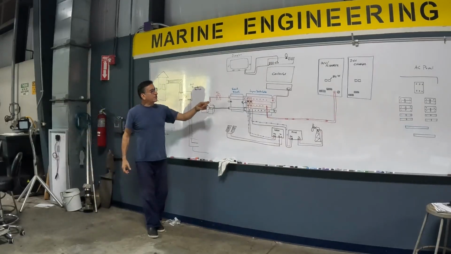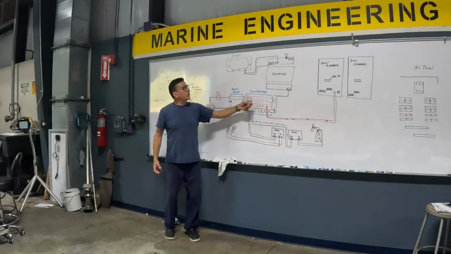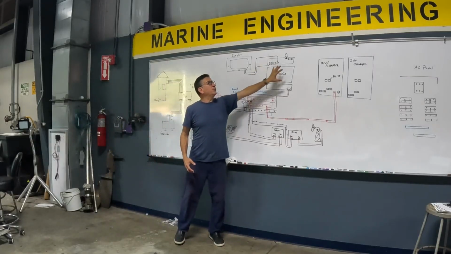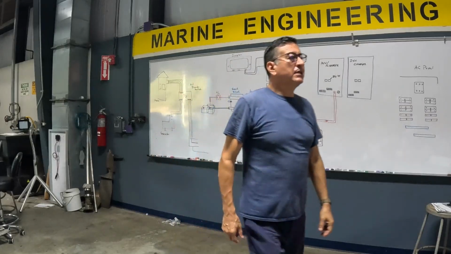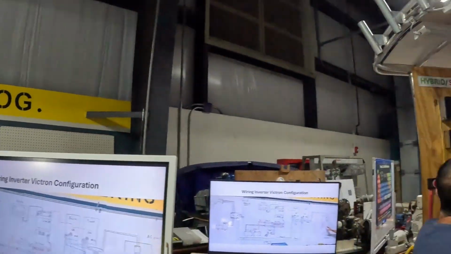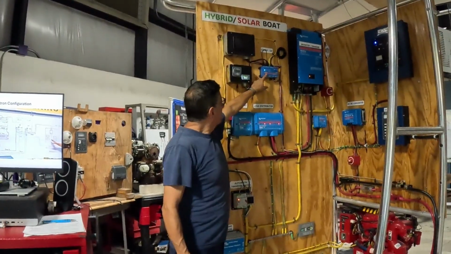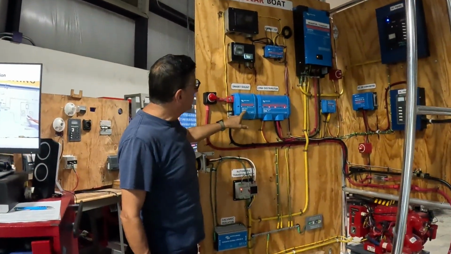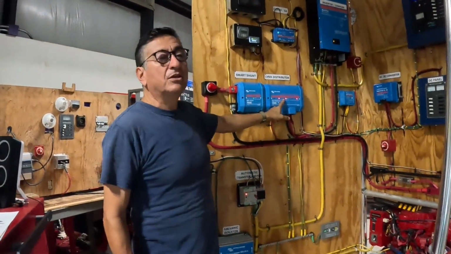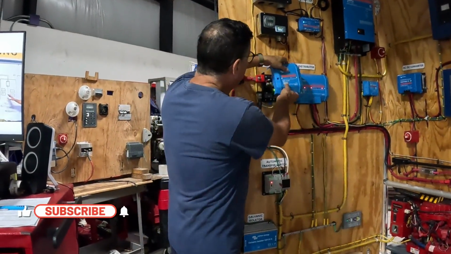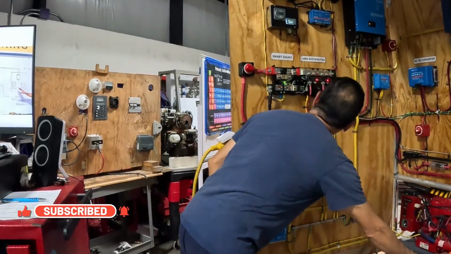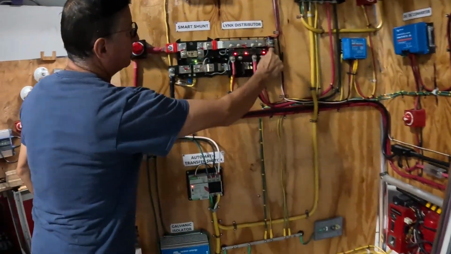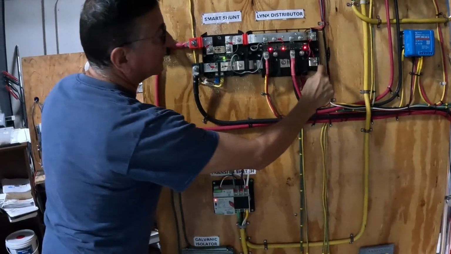All right, we have the smart shunt, we have the link distributor, we have the computer. The computer of the system is the Cerbo GX. It's this one. This is the computer. We have the smart shunt, and we have the link distributor. Both of them connected positive bus bar with positive bus bar, negative bus bar connected with negative bus bar.